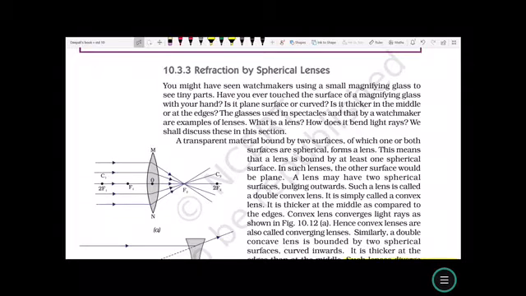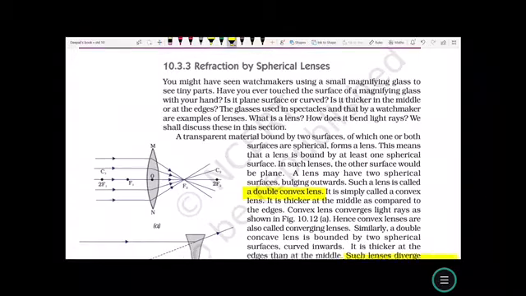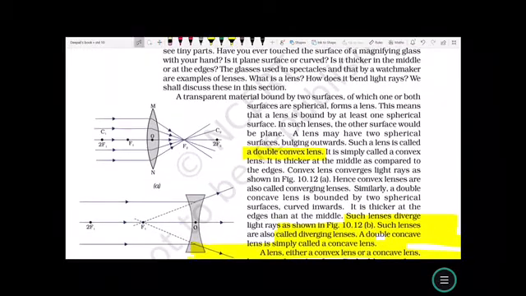A transparent material bound by two surfaces of which one or both surfaces are spherical forms a lens. This means that a lens is bound by at least one spherical surface. In such lenses, the other surface could be plane. A lens may have two spherical surfaces bulging outwards. Such a lens is called a double convex lens. It is simply called a convex lens.